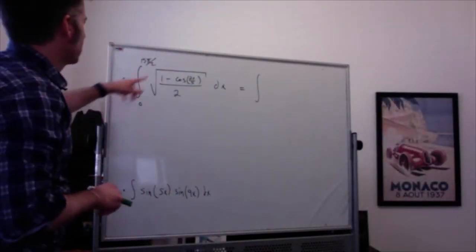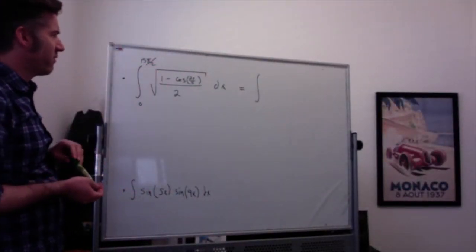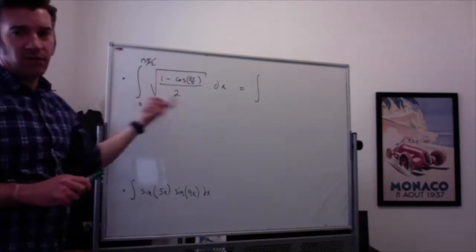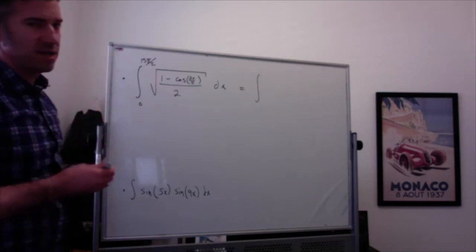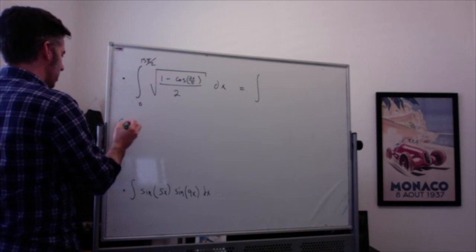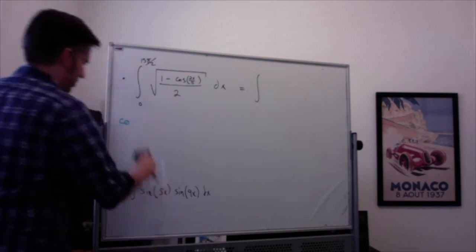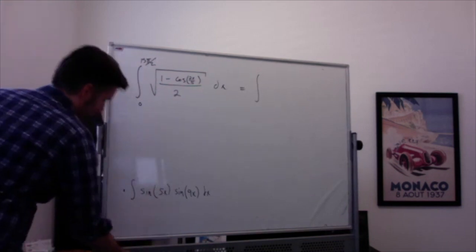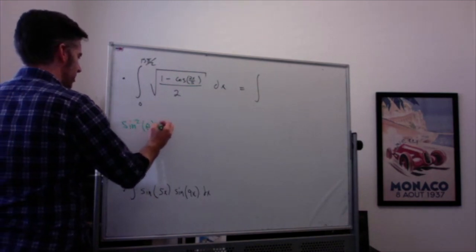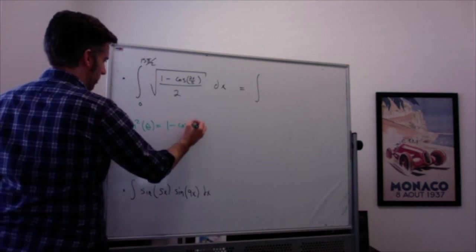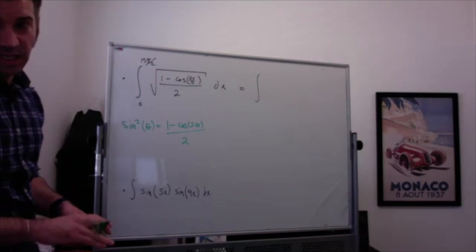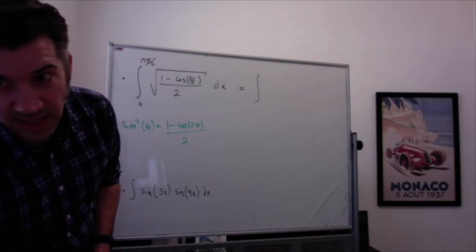So it's the integral of the square root of (1 minus cosine of 2x over 5) all over 2 dx. And the idea for a problem like this, the expectation, I think, is that you remember the half angle identity, in this case for sine: sine squared of theta is 1 minus cosine of 2 theta all over 2. That's the idea here, that we're supposed to use that identity.